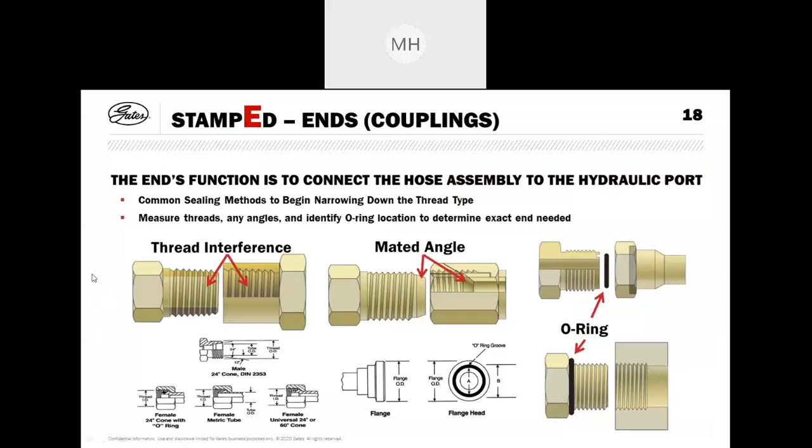All right, we're on to E, the ends or the couplers. So obviously the function of this is to connect the hose to the port.